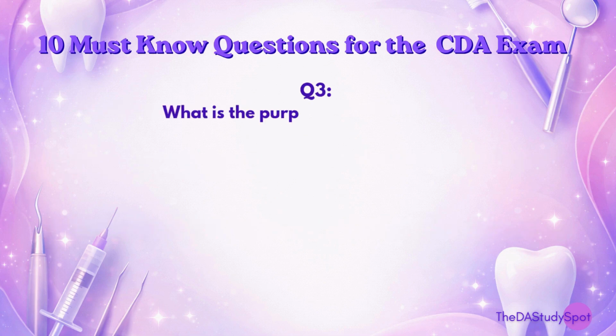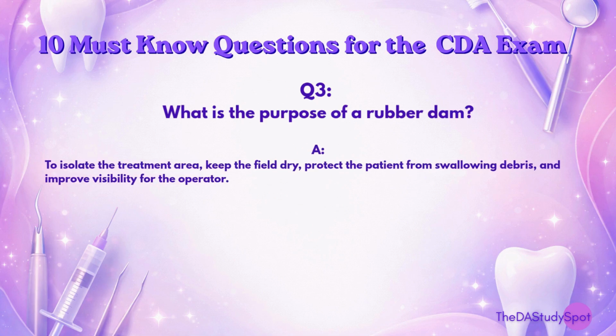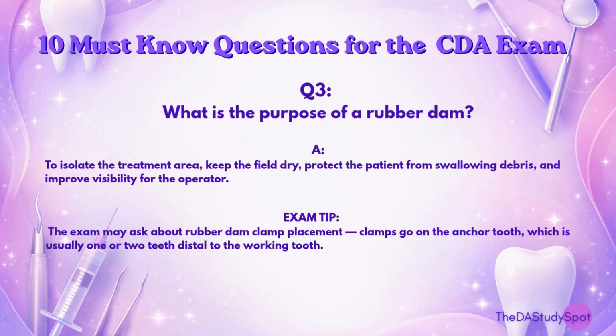Question 3. What is the purpose of a rubber dam? The answer, to isolate the treatment area, keep the field dry, protect the patient from swallowing debris, and improve visibility for the operator. Exam tip.